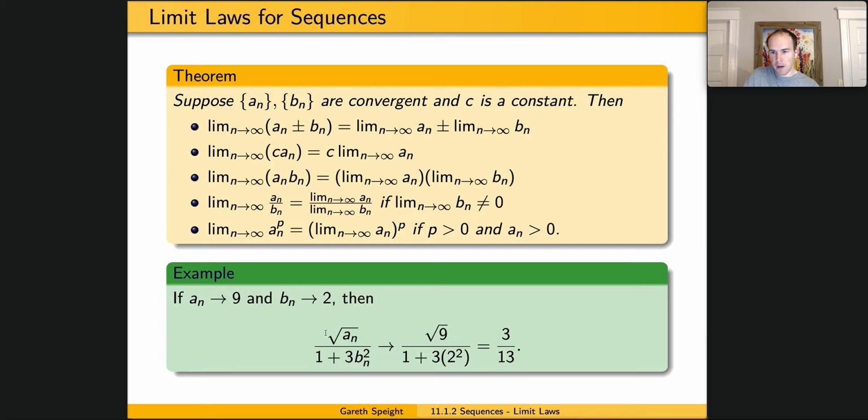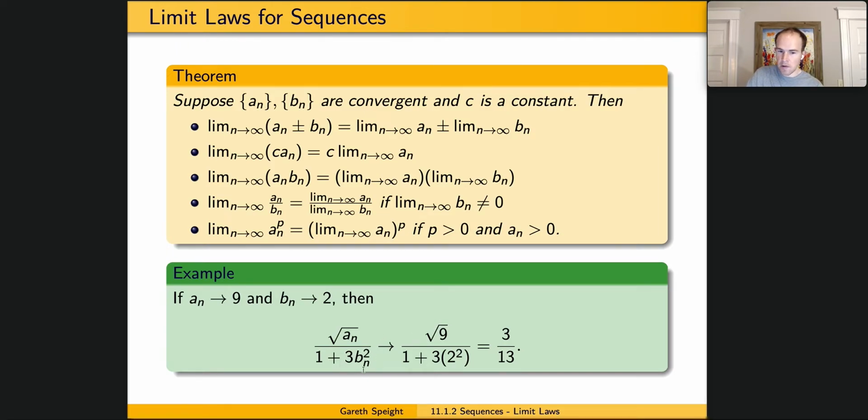If we just focus on the top for a second, if an tends to 9, here we have the square root of an, that's an to the power 1/2. And we said that we can pass the limit through the power. So if we take the limit through, we have the square root of the limit of an, and so we get the square root of 9. So the limit of the top is going to be the square root of 9, just bringing the limit through the power.